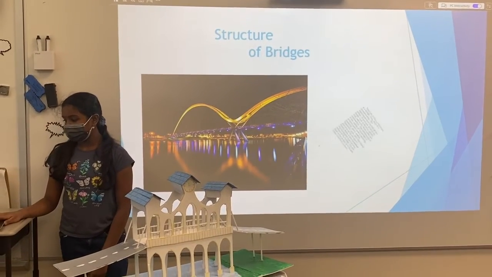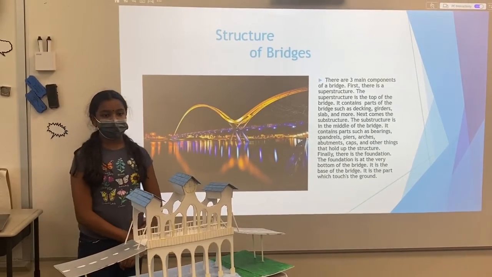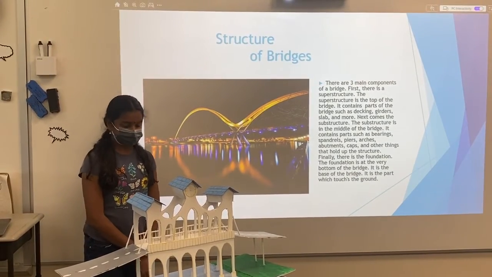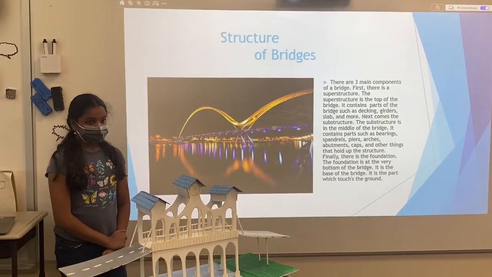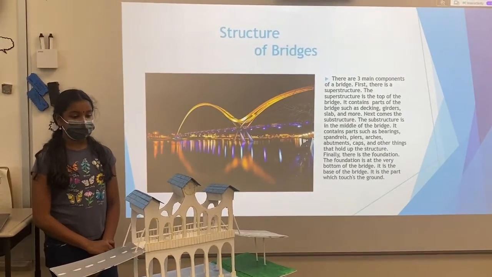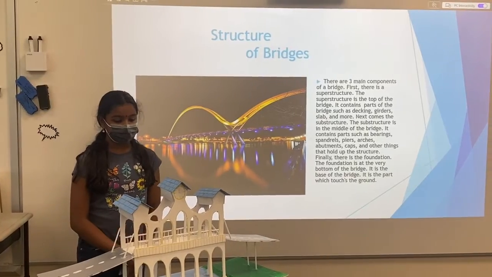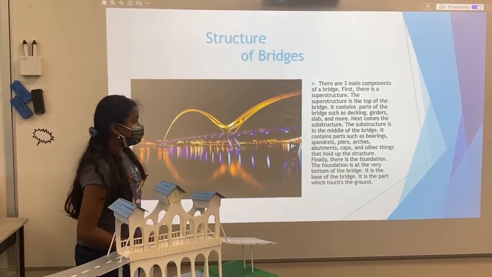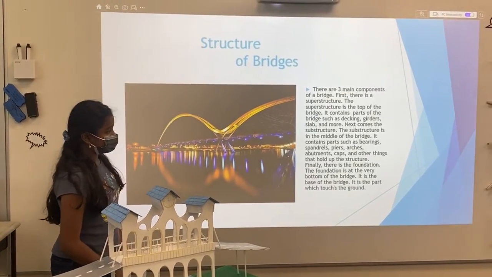Structure of bridges. All bridges have three main components, not just arc bridges. The first component is the superstructure. The superstructure is on the top of the bridge. It contains parts such as decking, girders, slab, and more.